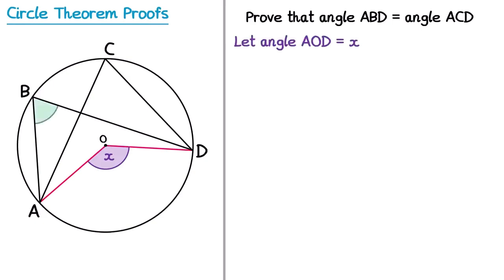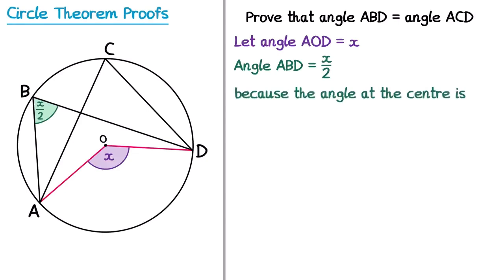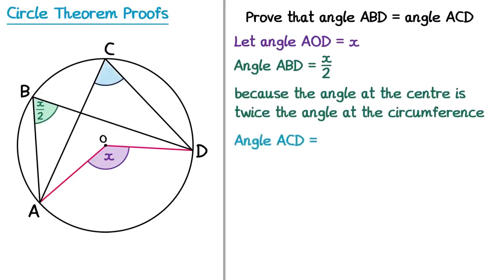Then we're going to look at this angle here, angle ABD. This angle's at the circumference, so it must be half of the angle at the centre. But we labelled the angle at the centre as x. So this angle must be half of that, which is x over 2, or half x. So angle ABD equals x over 2. And we can give a reason for this, because the angle at the centre is twice the angle at the circumference.